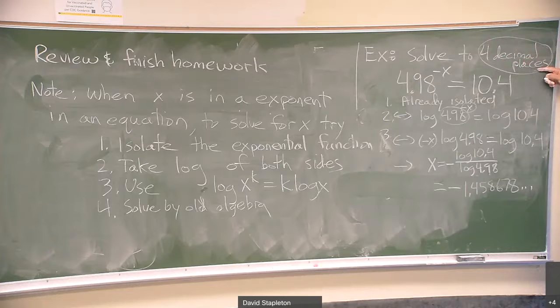4 decimal places means 4 places right of the decimal point. So I count not this one, but from right at the decimal point. It's not significant digits, that's different. This is decimal places: 1, 2, 3, 4.